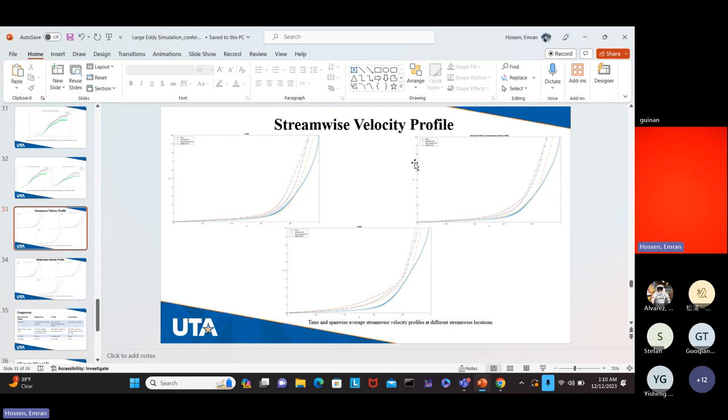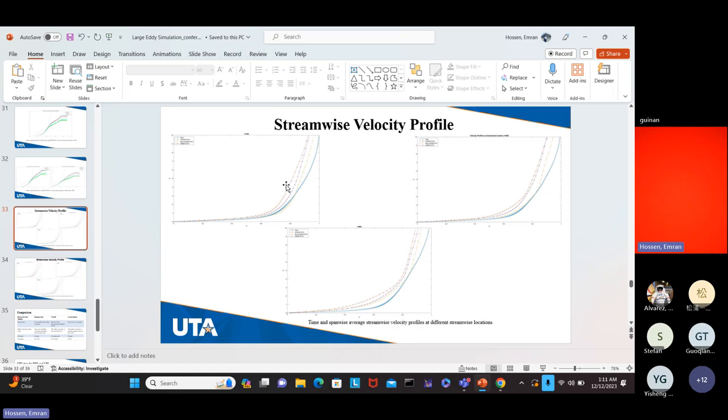In the DNS, near the free stream, the velocities become one, approaching some reference value. But in other cases, the velocity is smaller than one. Does the profile approach the free stream value, or the same free stream value?